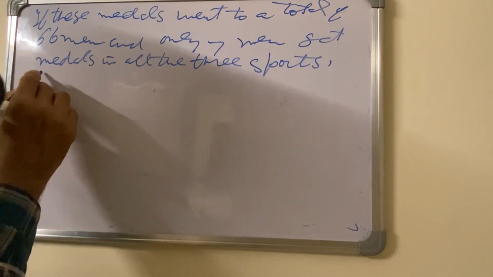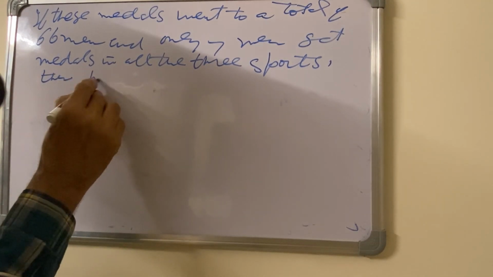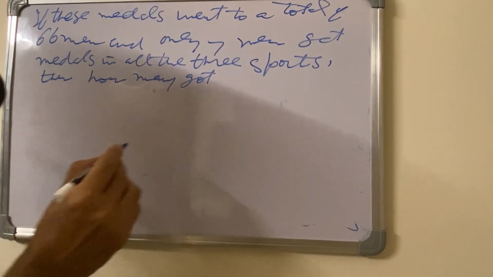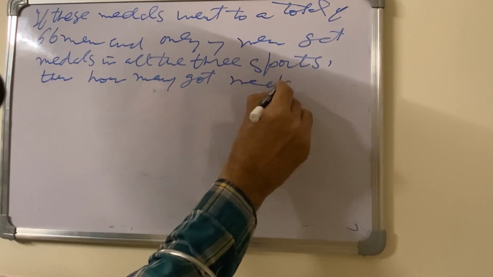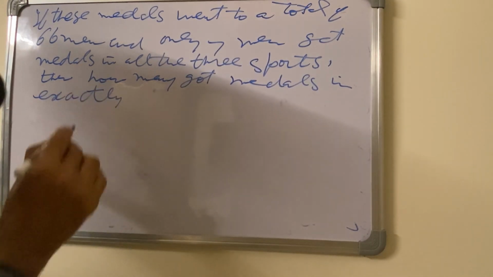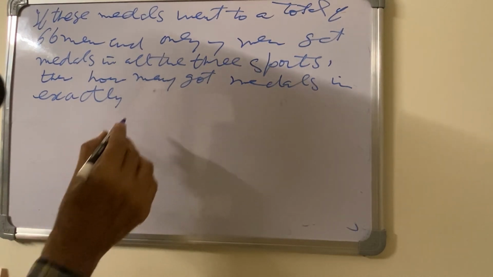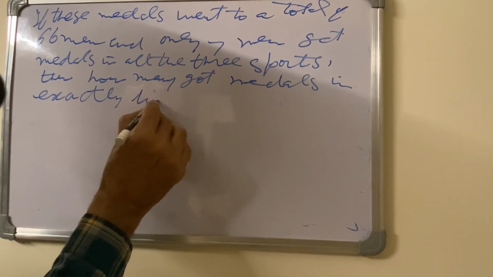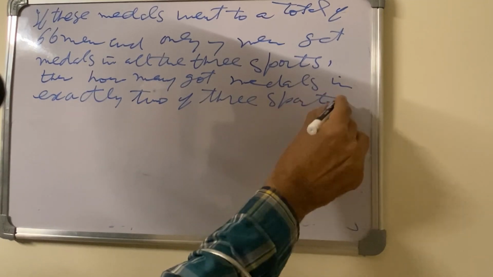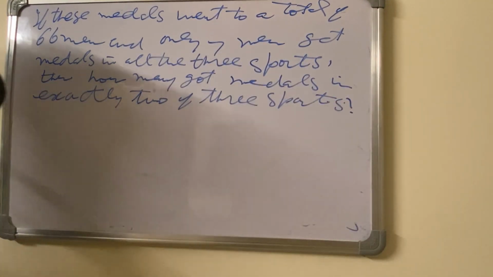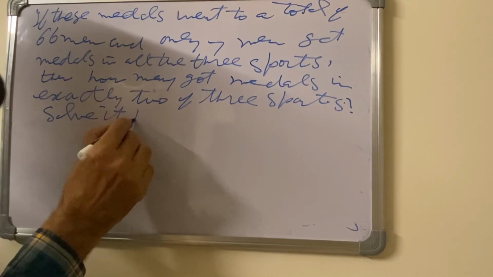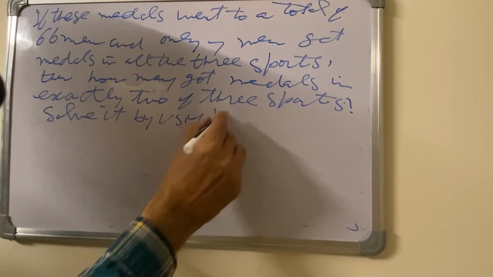then how many got medals in exactly two of three sports? Solve it by using Venn diagram.